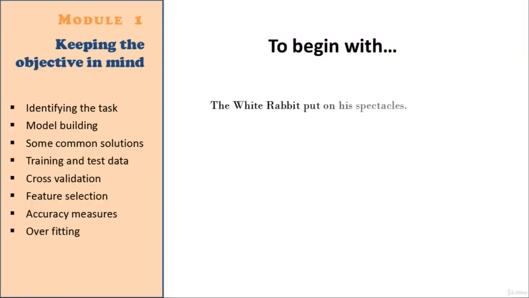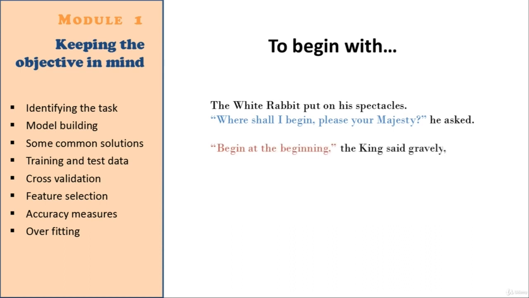The white rabbit put on his spectacles. "Where shall I begin, please, Your Majesty?" he asked. "Begin at the beginning," the king said gravely, "and go on till you come to the end. Then stop."